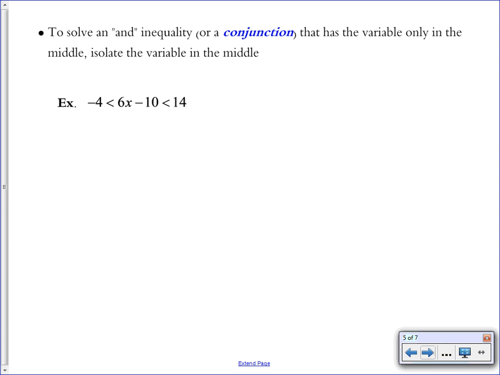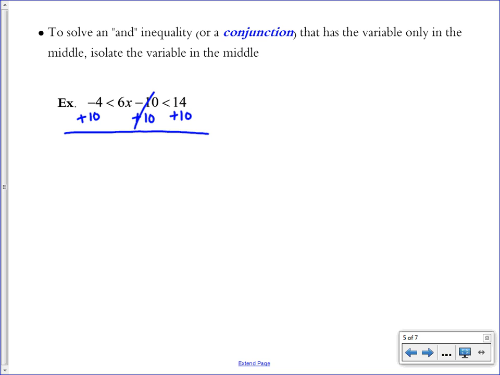To solve an and inequality, also known as a conjunction, if the variable is only in the middle, you solve it as if it's like a three-headed equation, and you're going to isolate the variable in the middle. So I have this 6x in the middle of the two inequality signs, and I'm going to isolate the x in the middle there. I can start by getting rid of this 10, add it to all sides of the equation, like a three-sided equation.